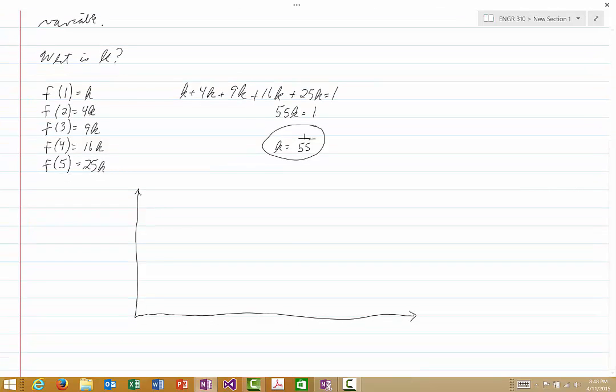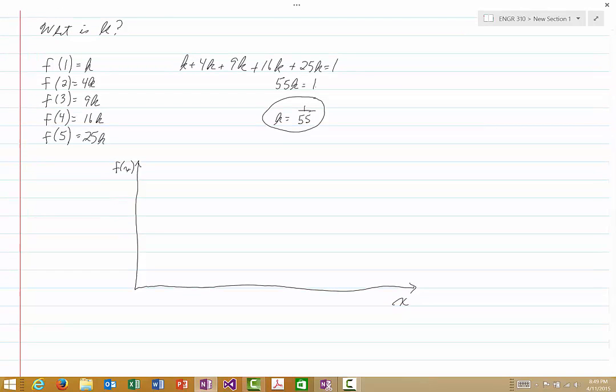I don't really regard this graph as being very critical, but the next graph is a bit more important. So anyway, here's a set of axes. On the horizontal axis we have little x, and on the vertical axis we have little f of x.